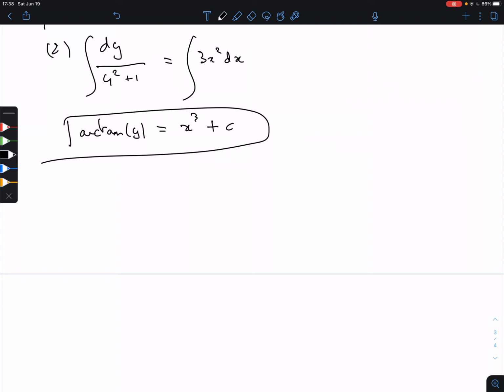And again, here we can solve, because the arctangent is the inverse of tangent, so the tangent will cancel it. So Y is equal to the tangent of x cubed plus c. And that is our solution. There it is.